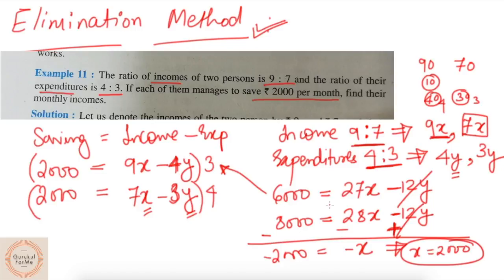Exactly, this is what elimination method means. You have to eliminate either x or y in order to find the answer. Now how do you find y? You substitute x in this equation or in this equation and find the answer for y. Absolutely.